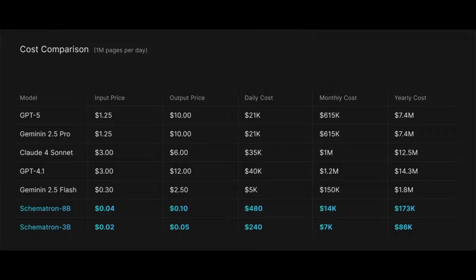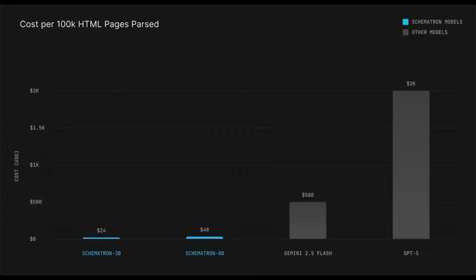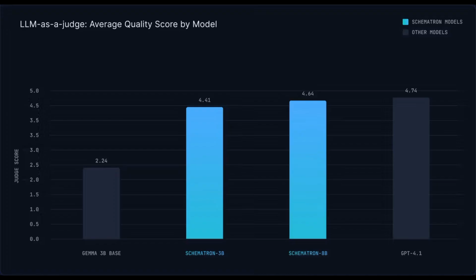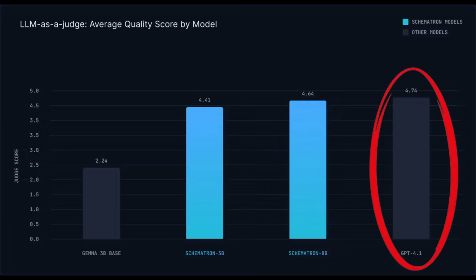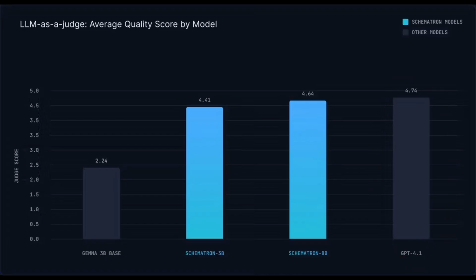What makes them interesting is not that they are specialized, but that Inference.net, the company behind the models, claims they can reach near frontier extraction quality at roughly 1 to 2% of the cost and are 10 times faster at inference than large general purpose language models. Their benchmark shows Schematron 8B scoring 4.64 on HTML-to-JSON extraction, pretty close to ChatGPT 4.1, which scored 4.74, while Schematron 3B scored 4.41.